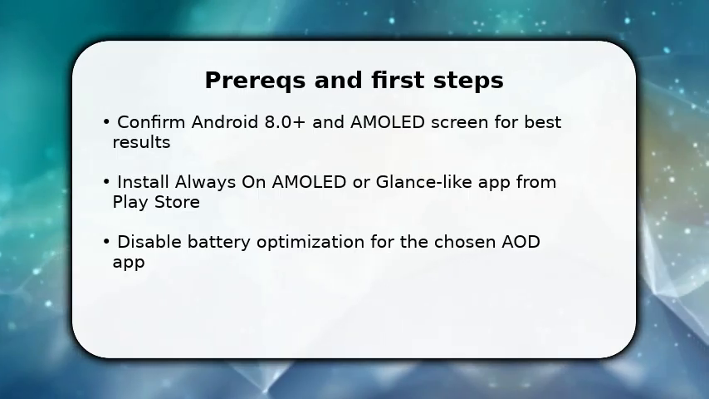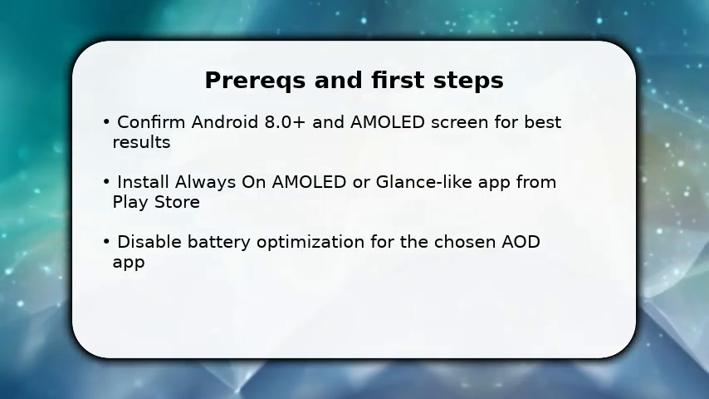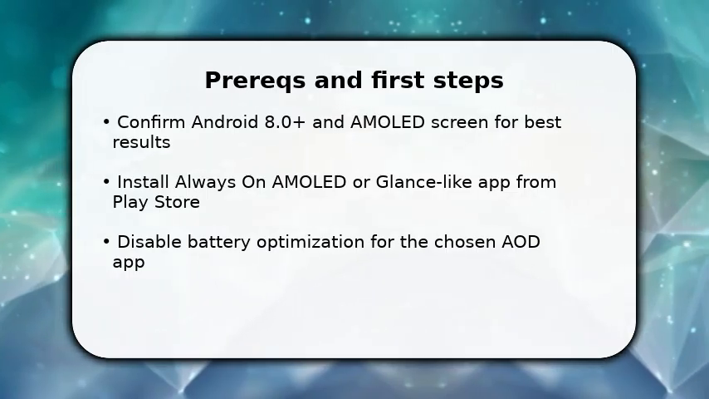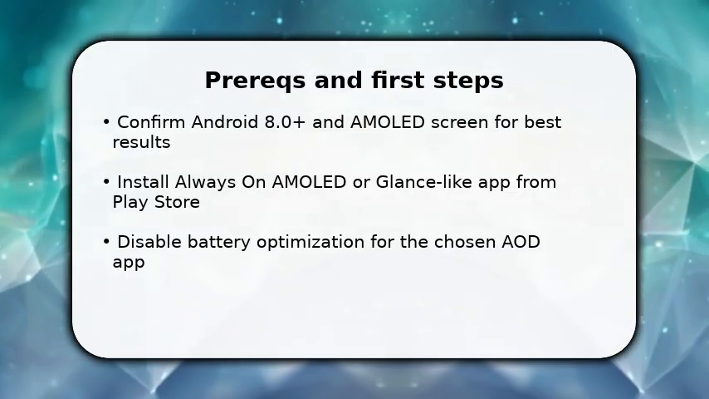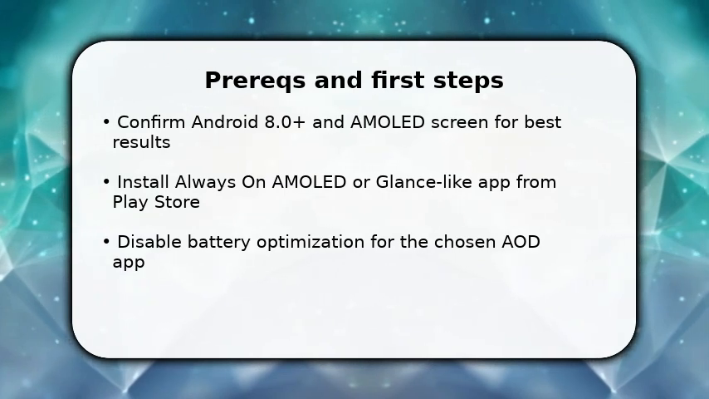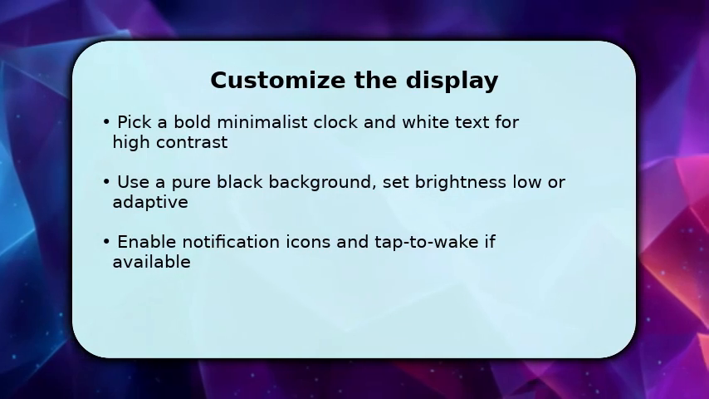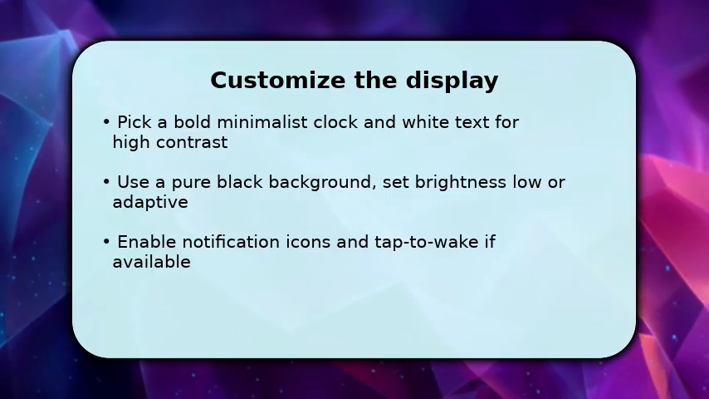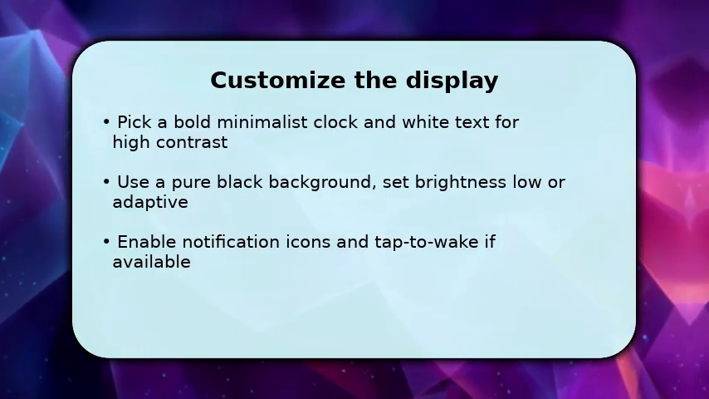Next, choose the iPhone-like clock style inside the app and allow overlay permission. This ensures the clock stays visible on the locked screen even when the phone is idle. Now customize the look to mimic iPhone Always On. Select a minimalist clock face with white text and disable extra animations for battery savings.